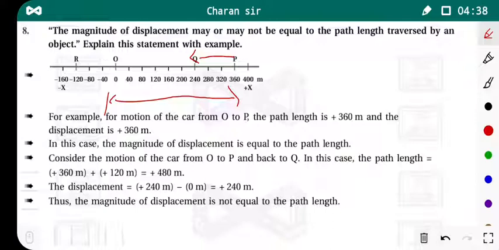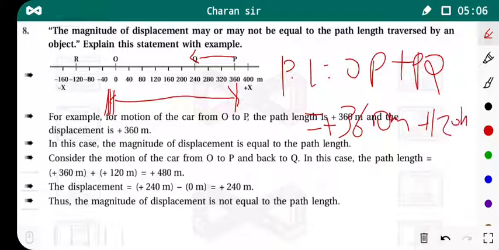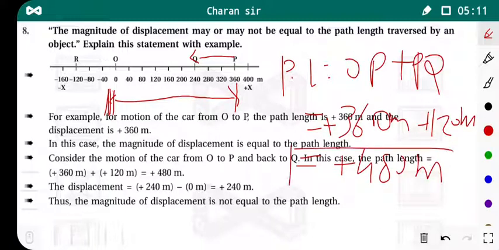So during this motion the object covers the total distance, that is our path length, OP when the object starts from O and reaches point P, and then from P to Q. So in this case our path length is OP, that is 316 meters, plus PQ, that is 120 meters. So the total is 418 meters. This is our path length. Now what is the displacement for this case? So you can see here our object starts its motion from point O.